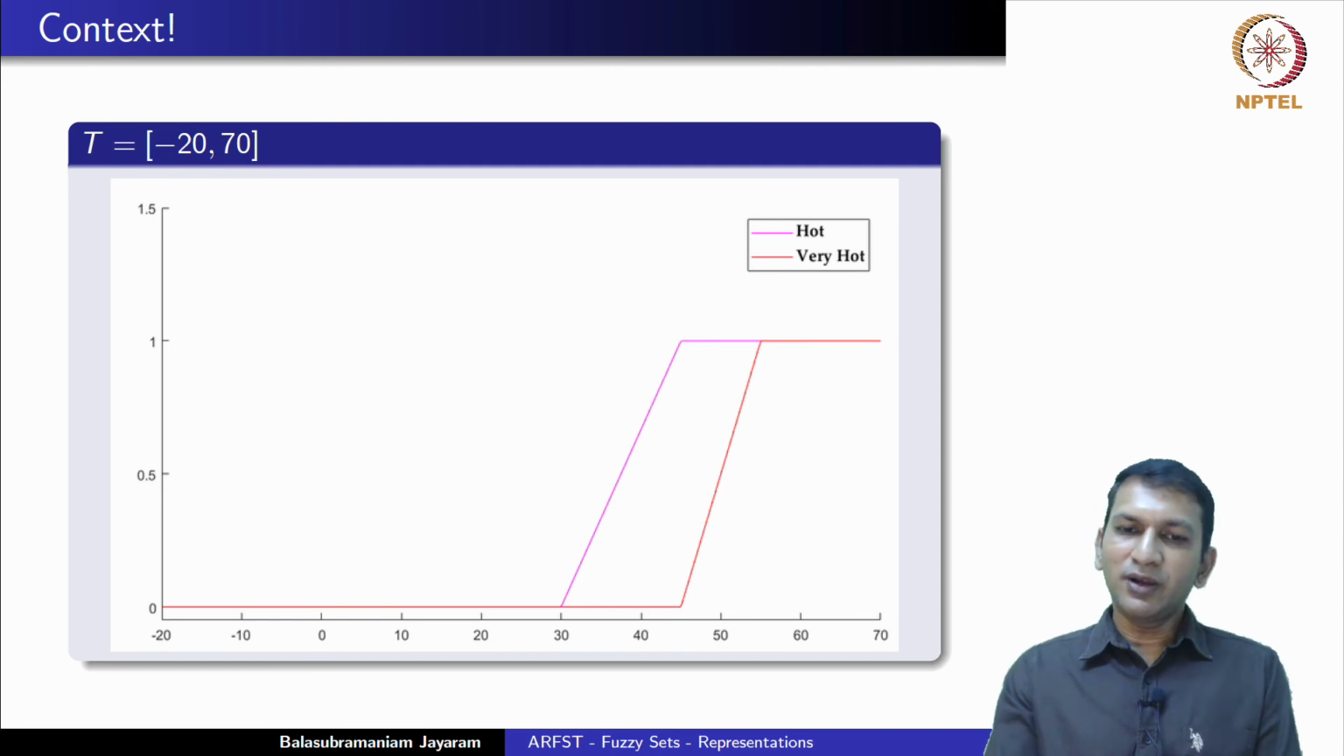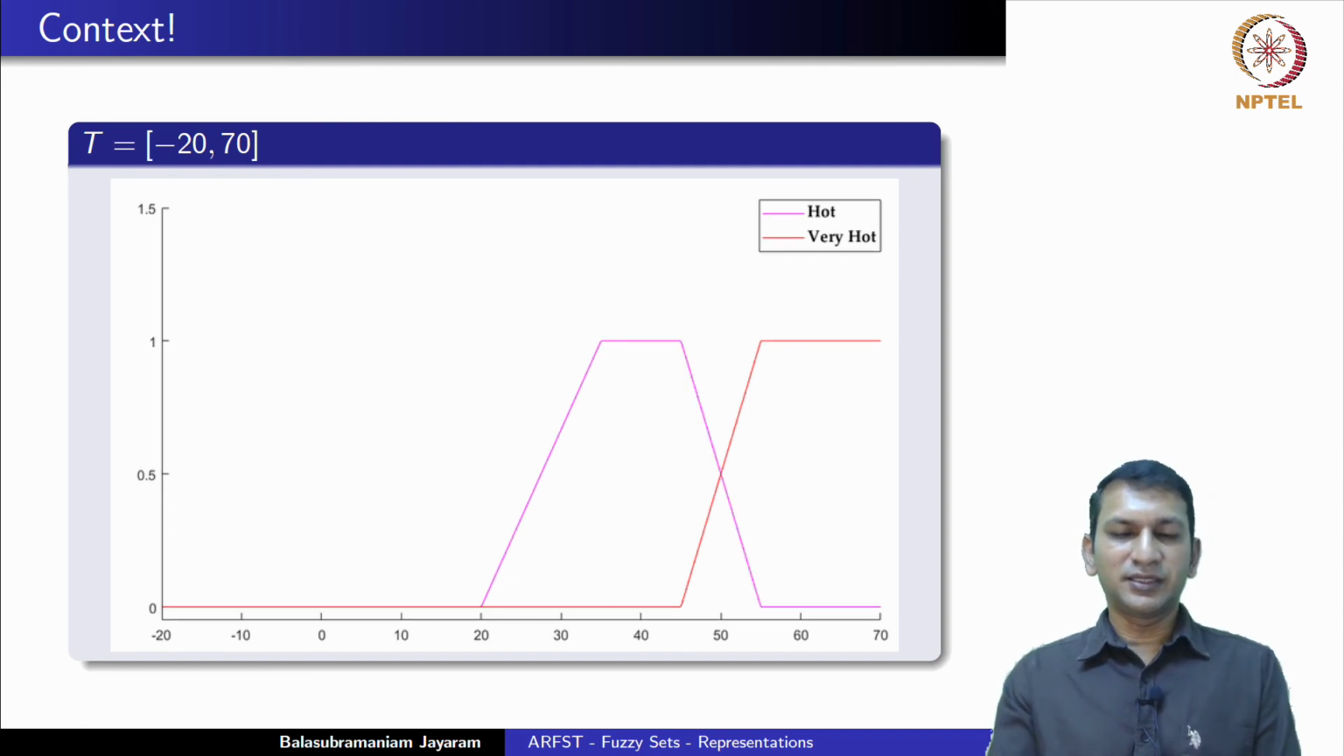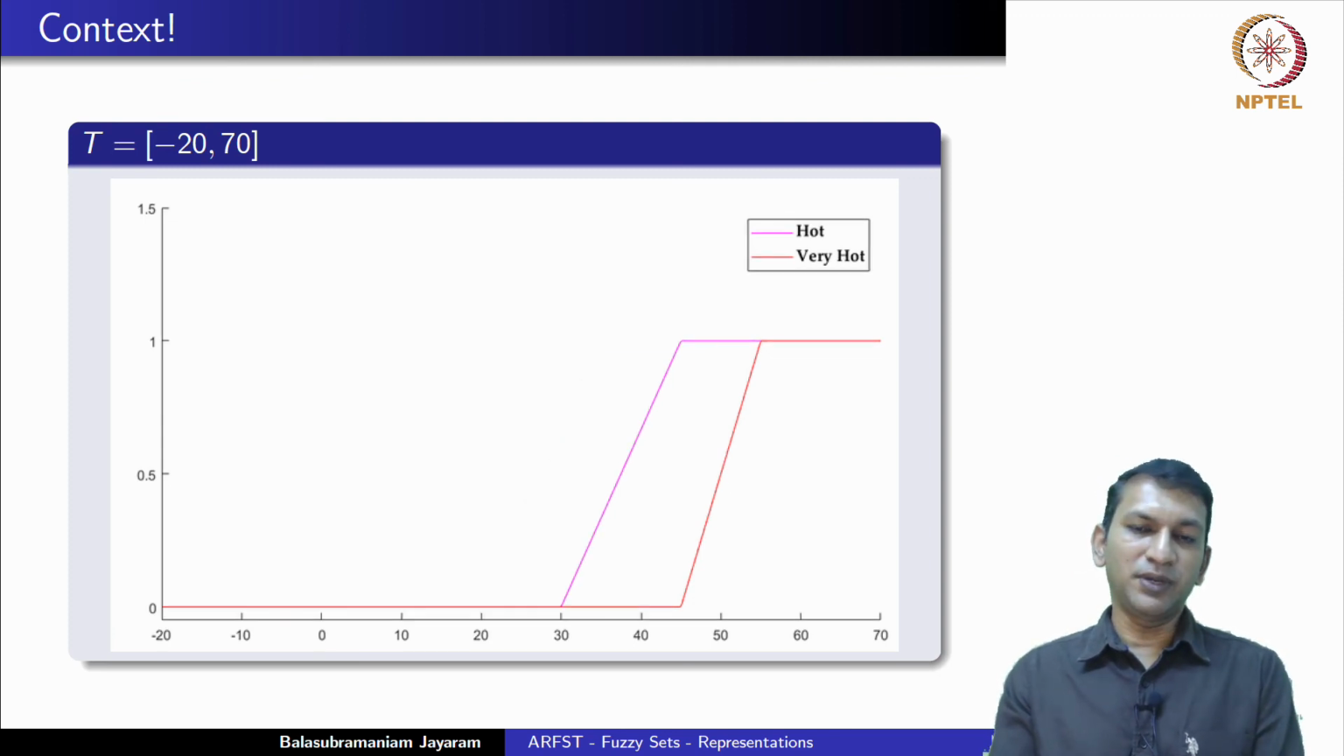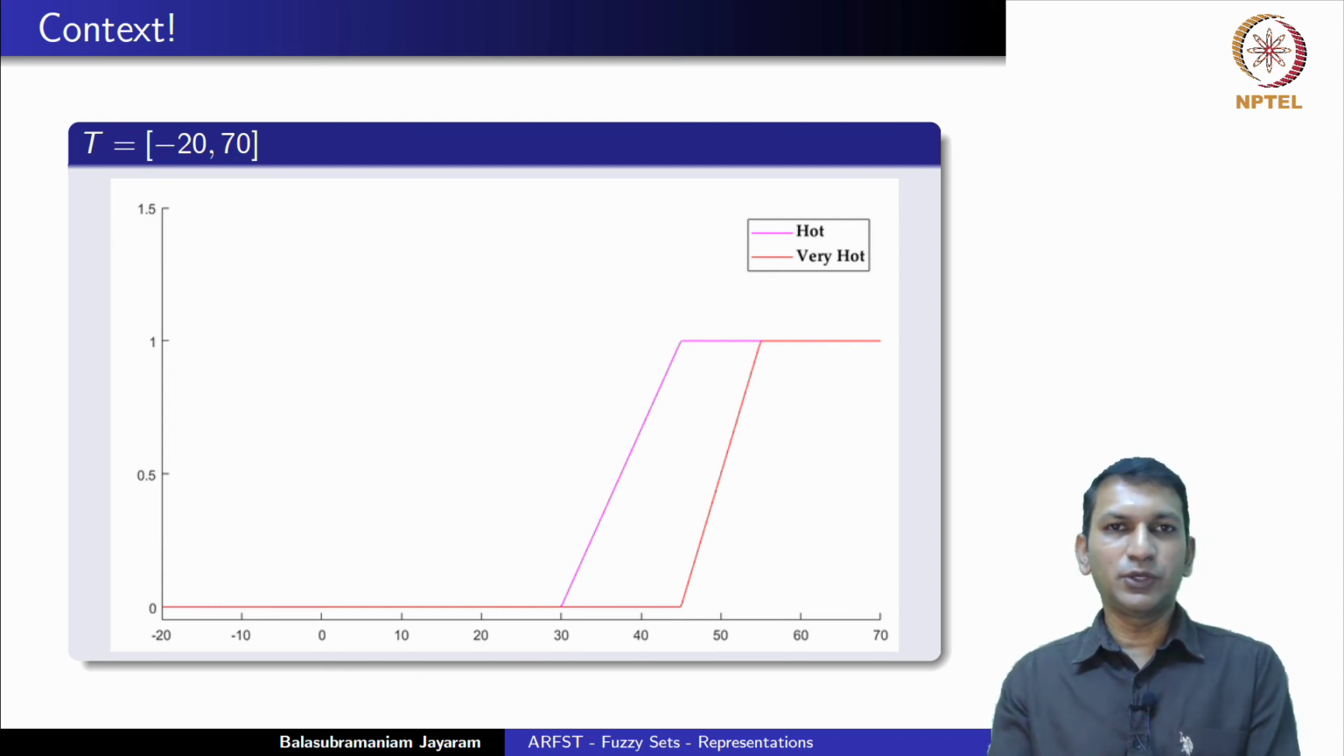You could also have another interpretation like this, wherein those points which are the prototypical elements of the concept hot and the concept very hot, these points do not actually intersect. So they are actually disjoint. Now, in which context do we use this representation and in which context do we use the previous representation? Well, this is something that we will see as we go along.